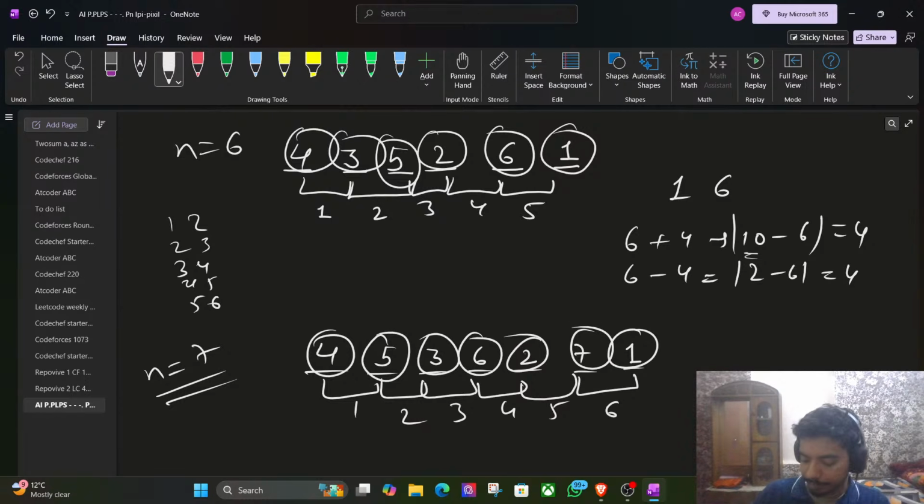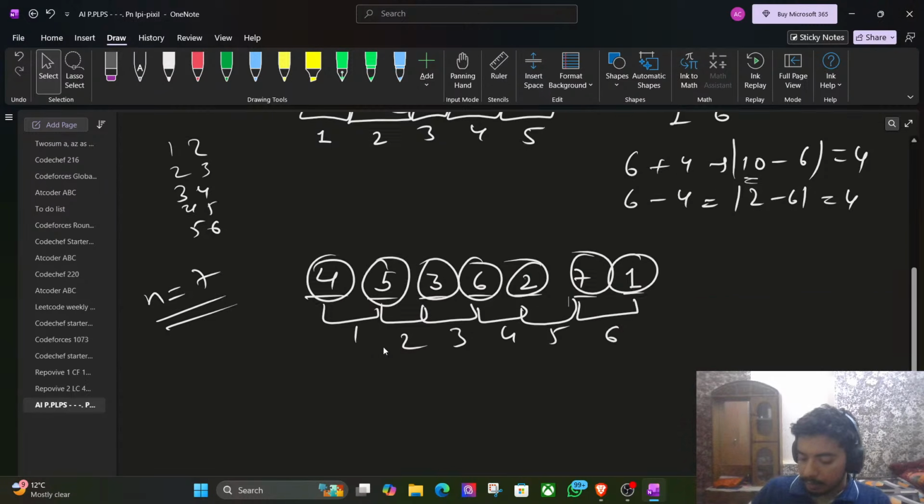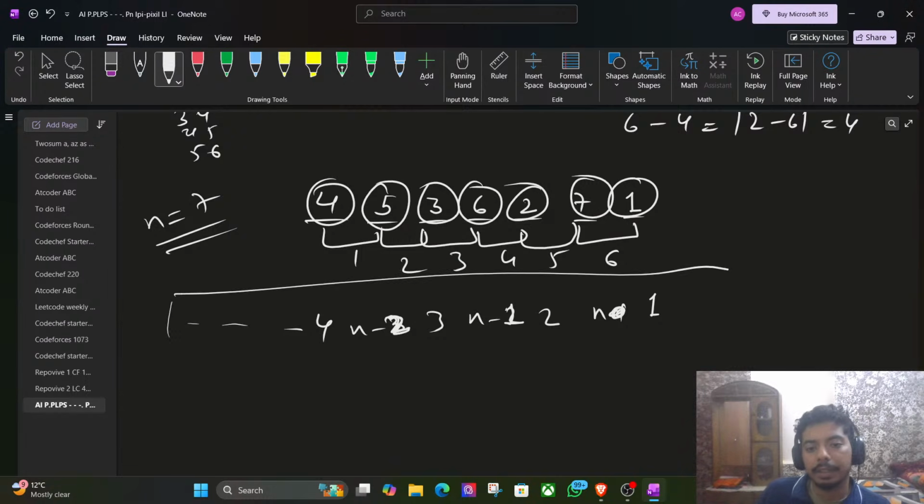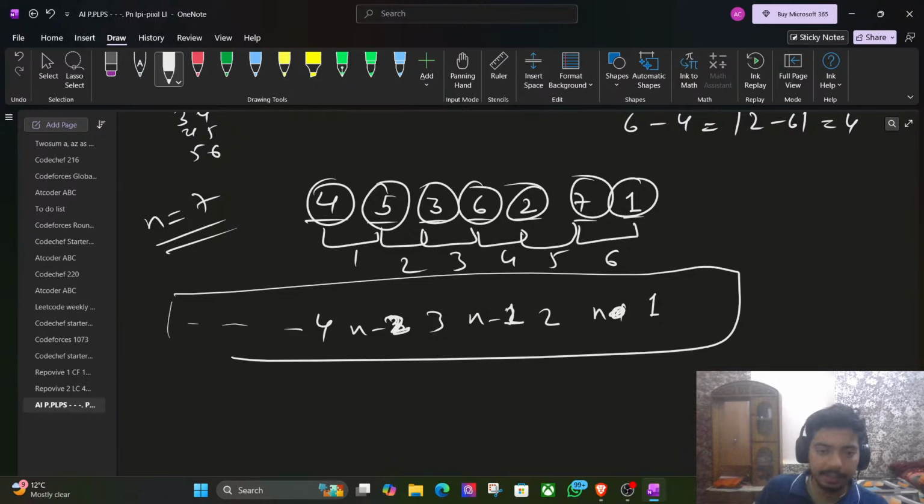All right. Yeah. So what you can do, you can start filling from here: 1, n, 2, n minus 1, 3, n minus 2, 4, and so on. You can just fill like this, and you can implement it. It's very easy. You can just make 2 pointers, L and R, and start filling from L and R.